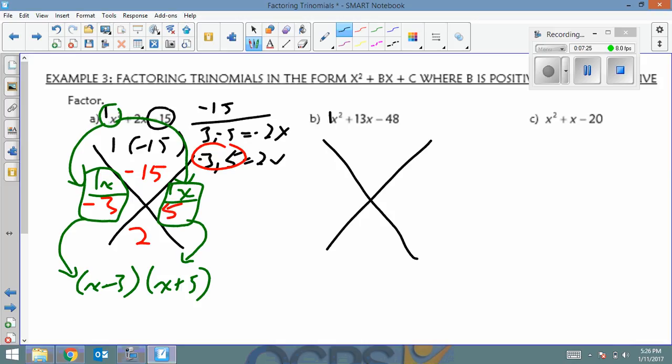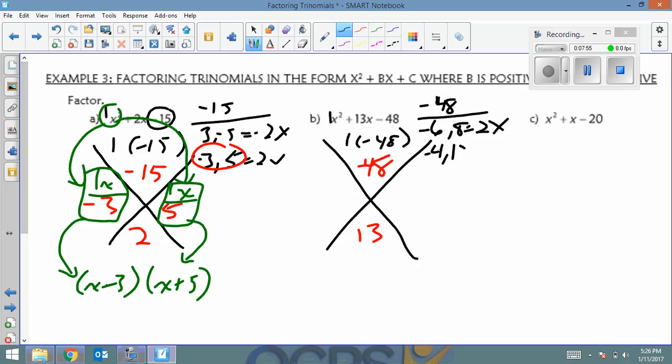Again, it's 1 in front, so it's 1 times -48, which gives me -48. 13 there. So we need two numbers that multiply to get -48, but add to get 13. Let's try, most of you will probably say -6 and 8. That gives me 2. That doesn't work. We can try -4 and 12. Well, that gives me 8. That doesn't work.